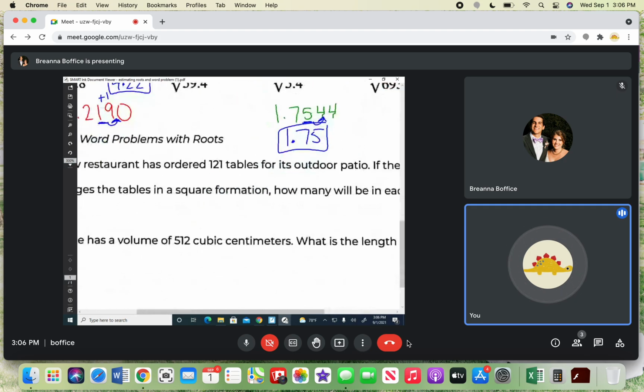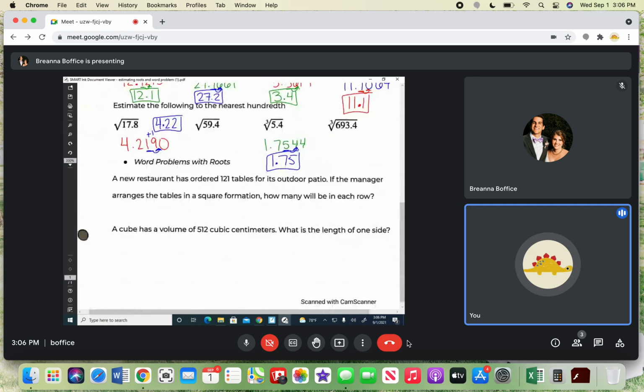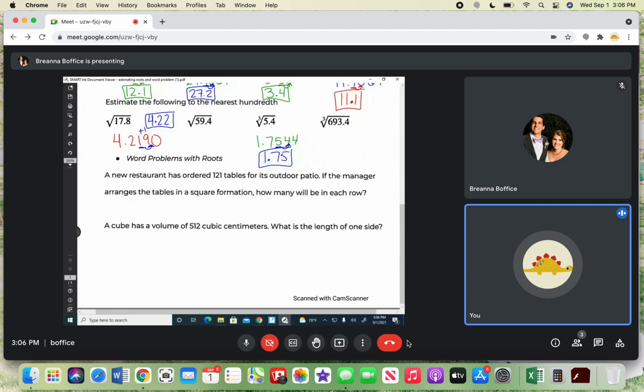The last thing we're going to talk about is word problems. So the best thing about word problems is that you're looking for the words specifically to a square root or cube root. So if it's square root, they're going to say square. If it's cube root, they're going to say cube or cubic. So a new restaurant has ordered 121 tables for its outdoor patio. If the manager arranges the tables in a square formation, how many will be in each row?